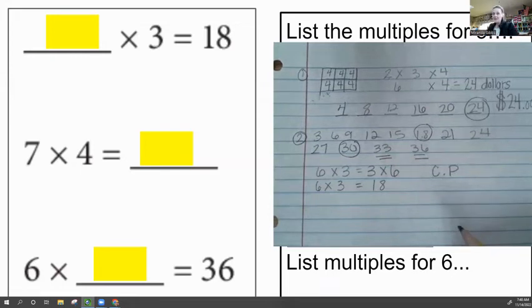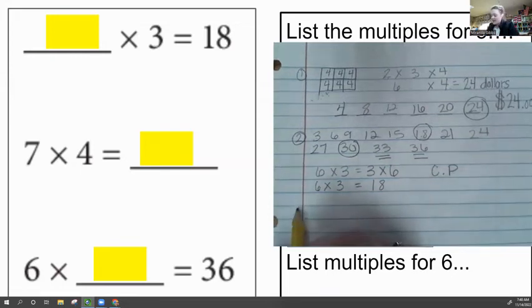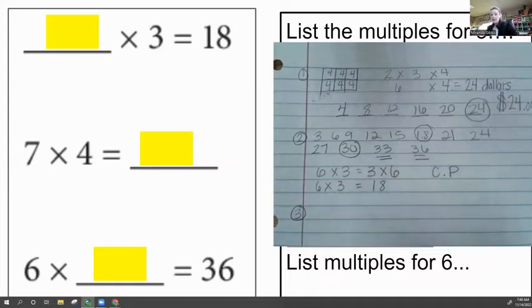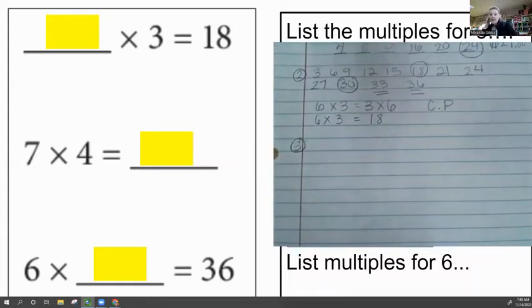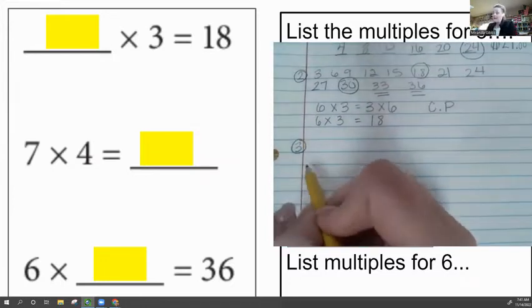It says 7 times 4. So number 3 on our paper, instead of listing the multiples for 3, we're going to probably need to list the multiples for 7, or we could list the multiples of 4. Well, I know my 4s, but in room 9, we may not know our 7s just yet. So we're going to skip count by 4s.